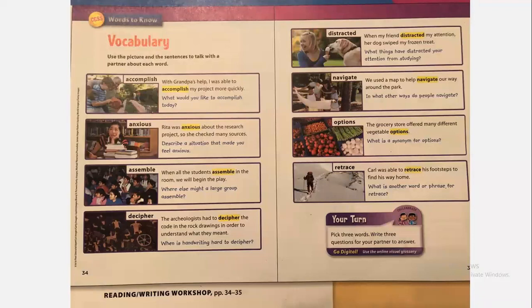The grocery store offered many different vegetable options. What are options? Choices or alternatives. Excellent. So there are many different choices for us to choose from in the vegetable section. A synonym for options is choices. Simple, okay? And the last one, retrace.